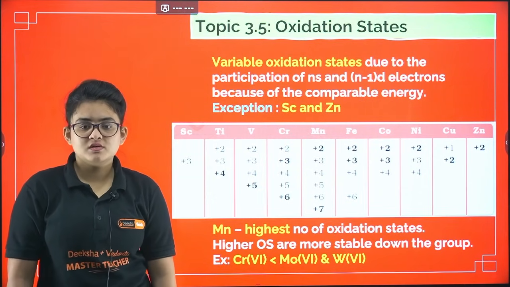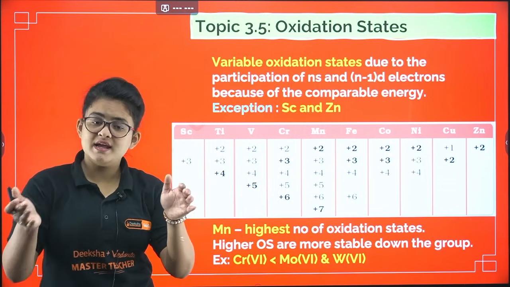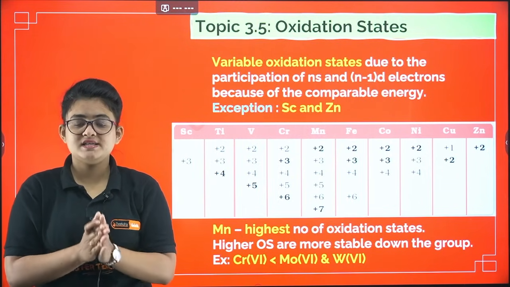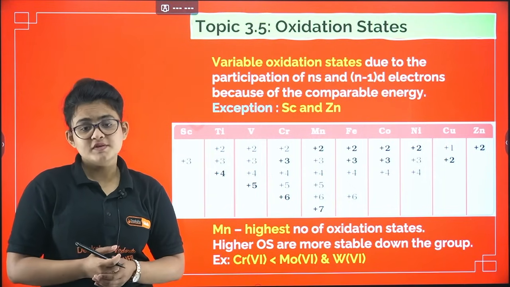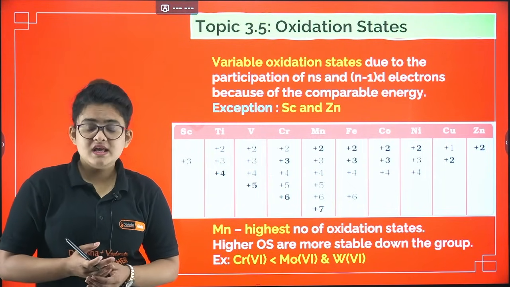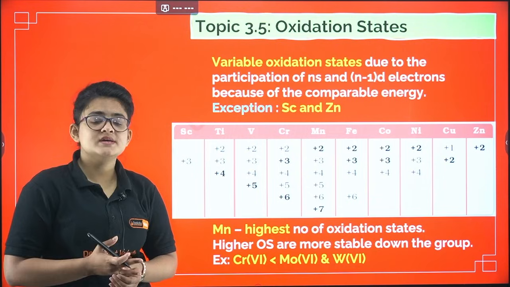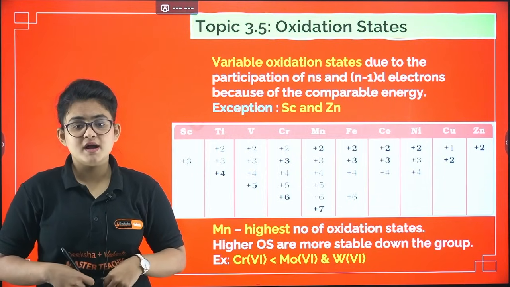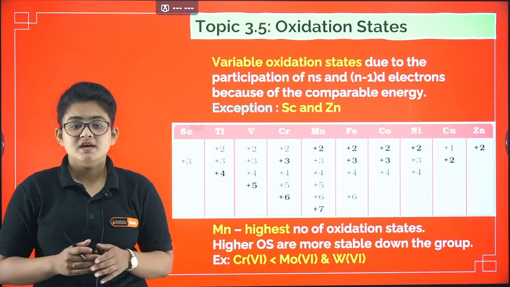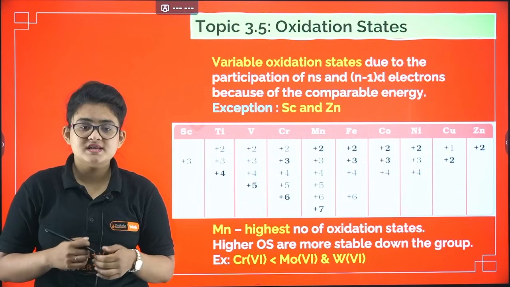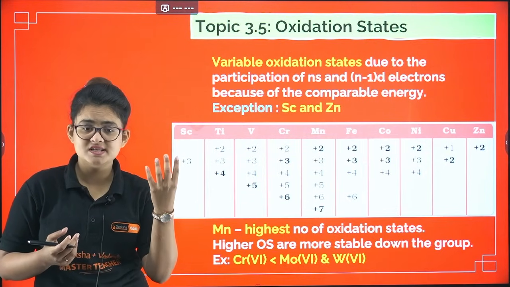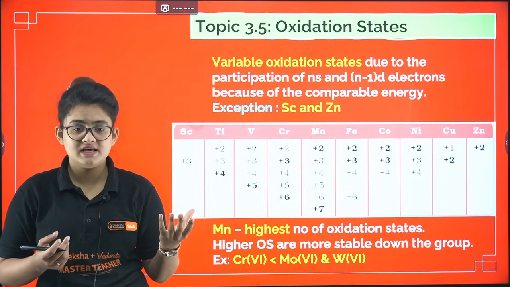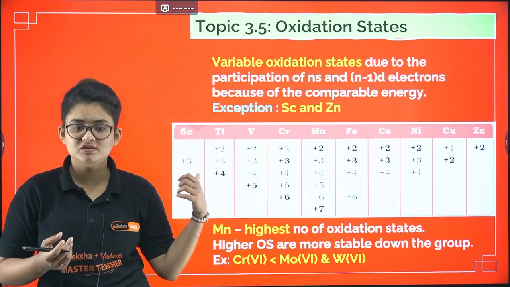Okay, so the ns and (n-1)d orbitals take part. As a result of this, we see a variety of oxidation states, except for scandium and zinc. Scandium and zinc, why not? Because scandium is only 3d1, right? So if you remove the 3d1 and 4s2 electrons, it will form scandium 3+, and it will get the noble gas-like configuration, so it will prefer to be 3+ only.